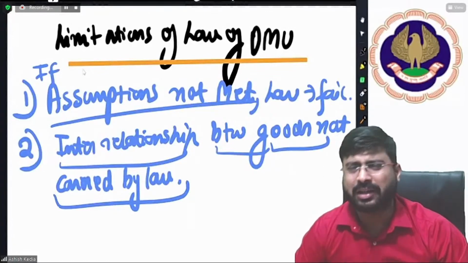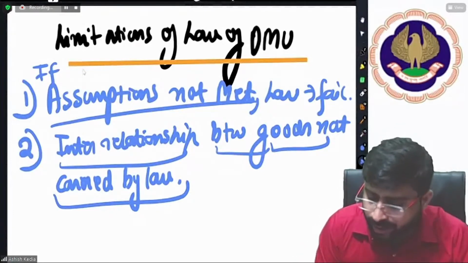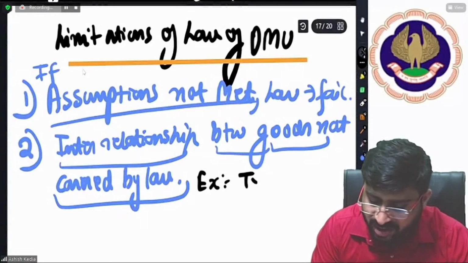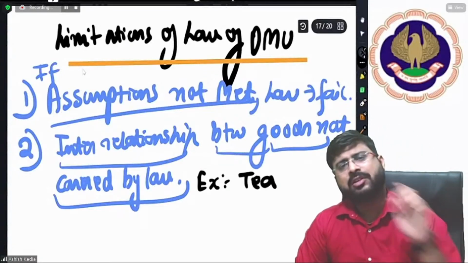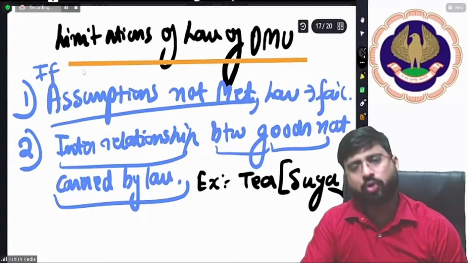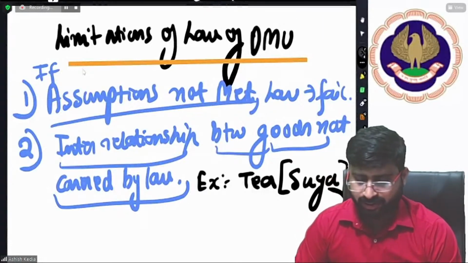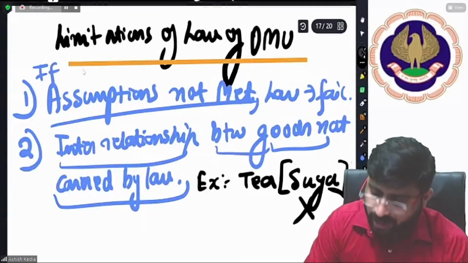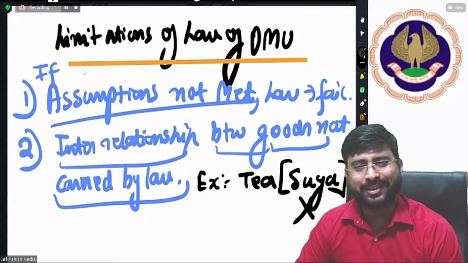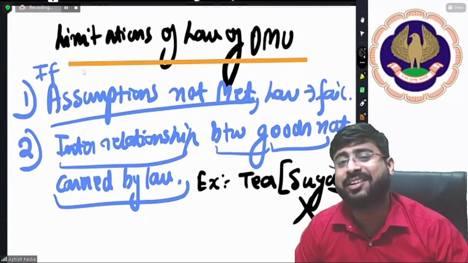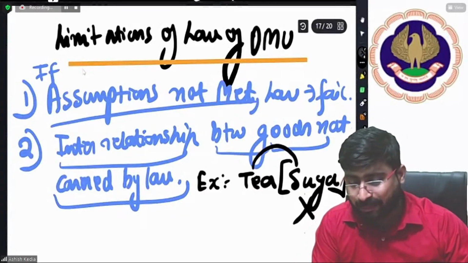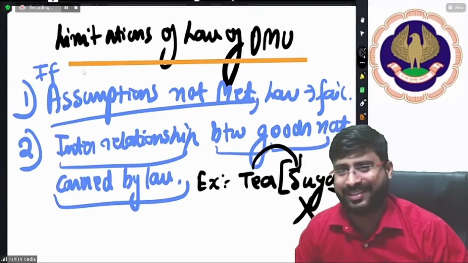Sir, what do you mean by interrelationship between goods not covered by law? I'll tell you an example. Suppose there is a person who likes tea. Many people like tea only when you have sugar in it. Suppose if sugar is not available, don't you think people will start hating tea from the very first point? They will take the first sip and they will start hating it. So tea is somehow dependent on sugar for its utility.